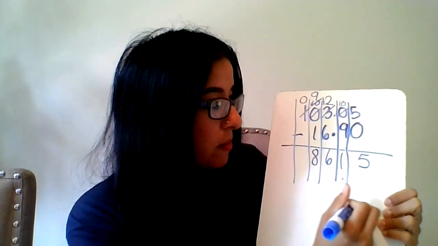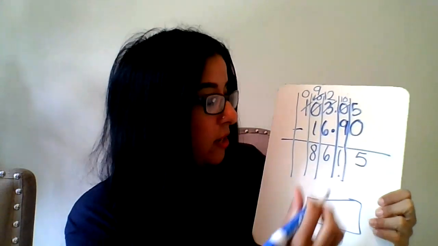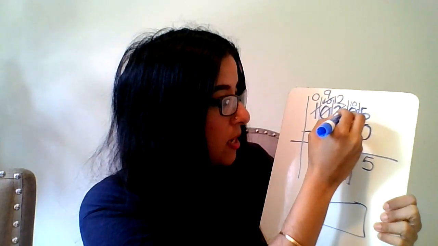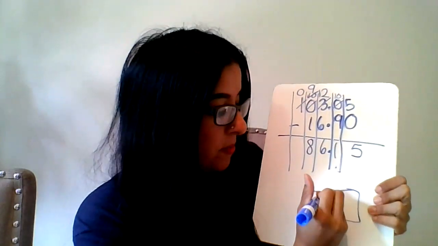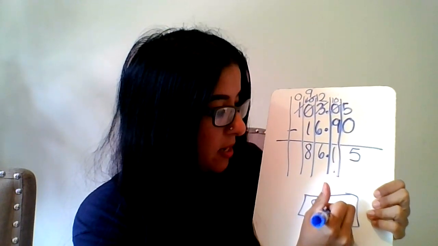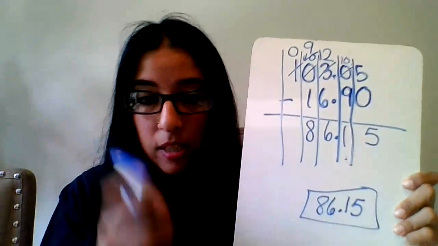Now I'm going to bring my answer here in a box just so that it's a little more clear. I'm always lining up my decimals. So there's my decimal, and my decimal would be here as well. So the answer would be 86.15. So that's how it looks when it's solved.